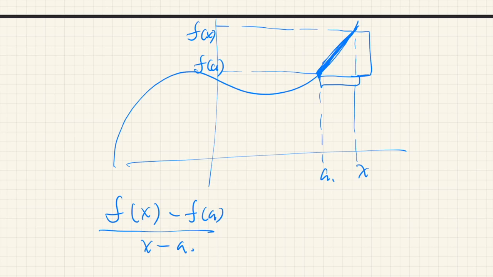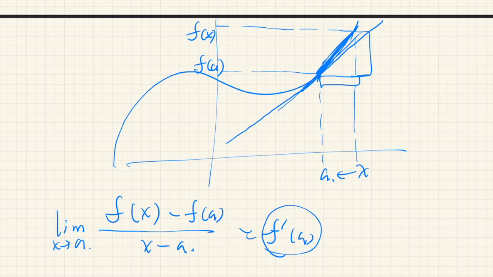Now we move x towards a. So the slope will become like this, and at the limit of x approaching a, that slope corresponds to the slope of the tangent line at x equal to a. So the differential coefficient, the limit as x goes to a, f prime of a, corresponds to the slope of the tangent line at x equal to a.